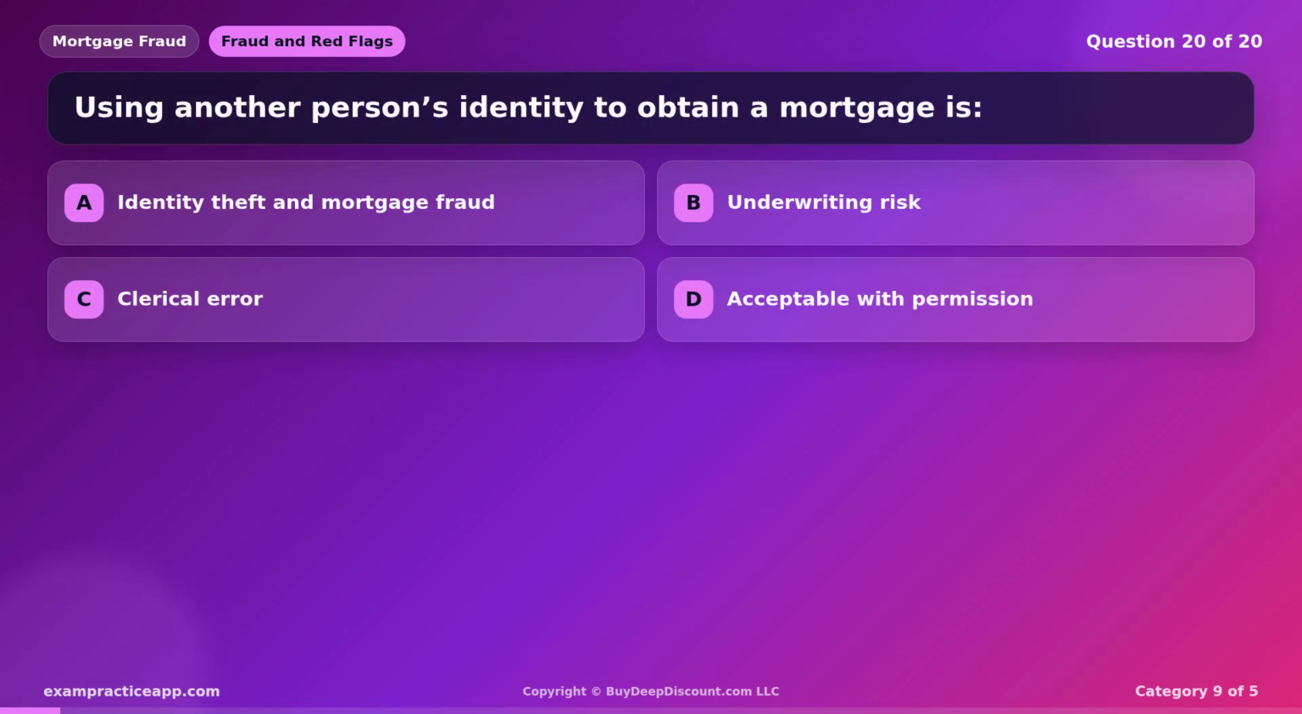Question 20. Using another person's identity to obtain a mortgage is option A, identity theft and mortgage fraud. Option B, underwriting risk. Option C, clerical error. Option D, acceptable with permission. Take a moment to choose your answer. The correct answer is option A, identity theft and mortgage fraud. Explanation. Identity misuse is criminal fraud.